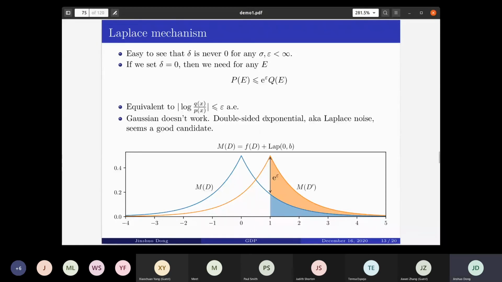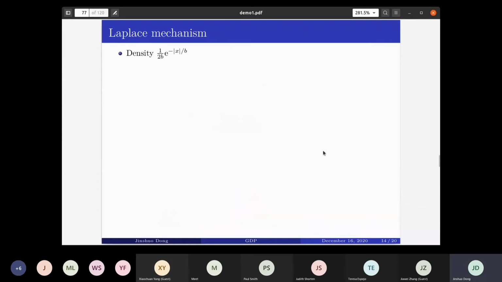This looks like it's going to work. Okay. So in order to make it symmetric, we consider double-sided exponential, also known as Laplace noise. And this seems to be a good candidate. Let's take a closer look. The density looks like this.